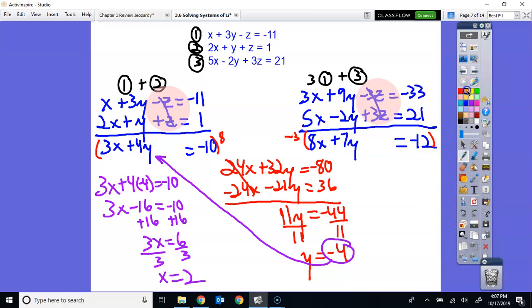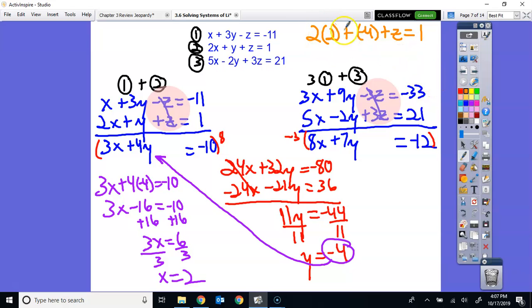So the final step on this one is to take 2 and negative 4, plug it into one of these up here and find z. My suggestion would be to plug it into the second one right here. Plug in the 2 for the x. Plug in the negative 4 for the y. You don't know what z is.